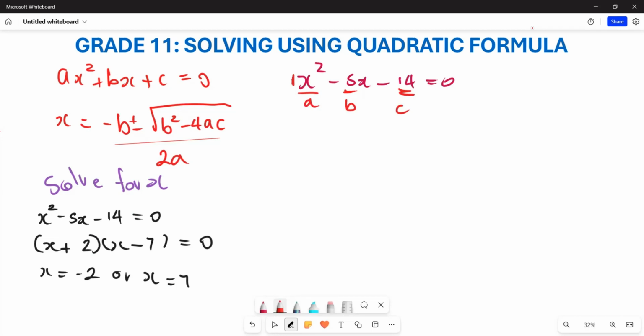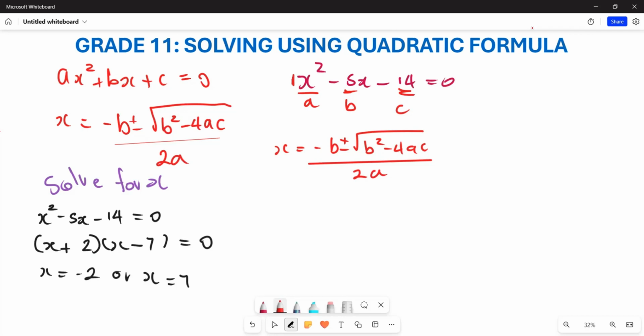So what is it that you're going to do? From here, you are going to have x equals negative b plus minus the square root of b squared subtract 4ac, over 2a. And now that you have that, what is it that you're going to do? Where there is a, you are going to substitute your 1.